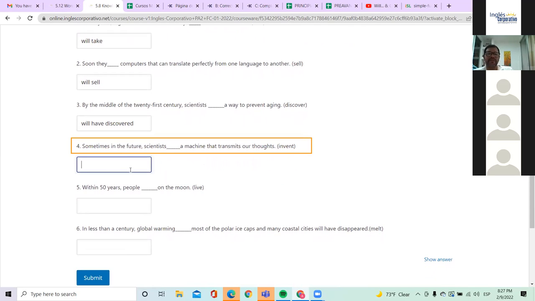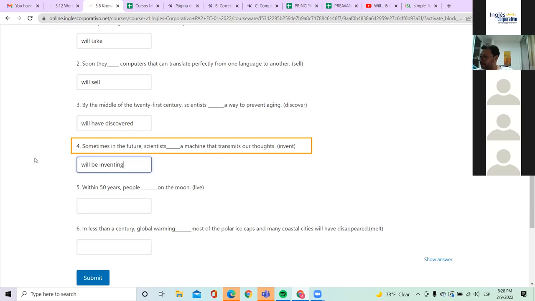Number four. Who wants to read? Me, teacher. Go ahead. Sometime in the future, scientists will be inventing a machine that transmits our thoughts. Sometime in the future, en algún momento en el futuro. Scientists will be inventing? Is that what you said, Kate? Yes. Nice. Right, a machine that transmits our thoughts.